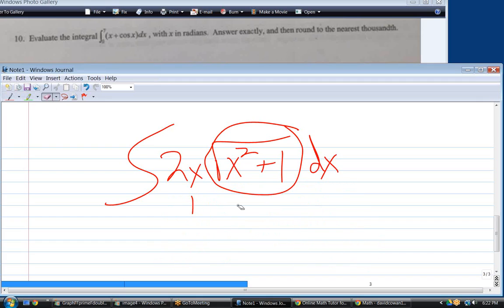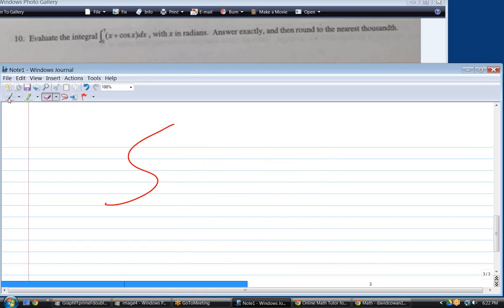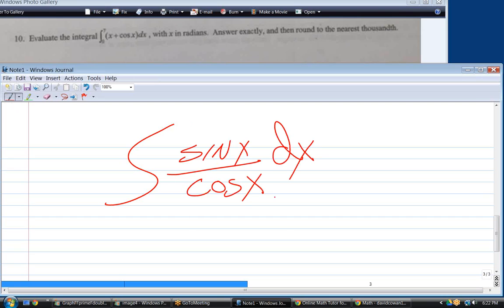We had a problem last week that we didn't quite get to, where we were supposed to do this one. Remember it? This is perfect u substitution. The question is, do I make the numerator u or the denominator u? The numerator, since the denominator is always... No, sorry, I'm going to make the denominator u.